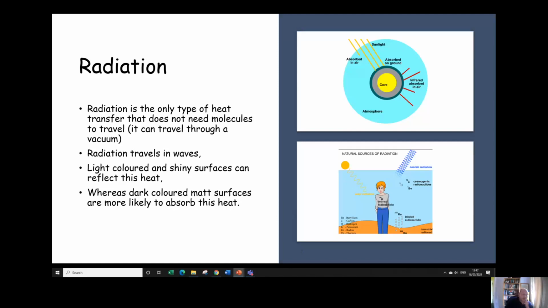Radiation is the only type of heat transfer that doesn't need any material medium to transfer. It doesn't need any molecules to travel through. It can travel through a vacuum, and that's how heat from the sun comes to the earth, essentially. Radiation travels in waves, and these waves travel in straight lines. Generally speaking, light-coloured and shiny surfaces will reflect radiated heat, whereas dark-coloured or matte surfaces are more likely to absorb the heat.